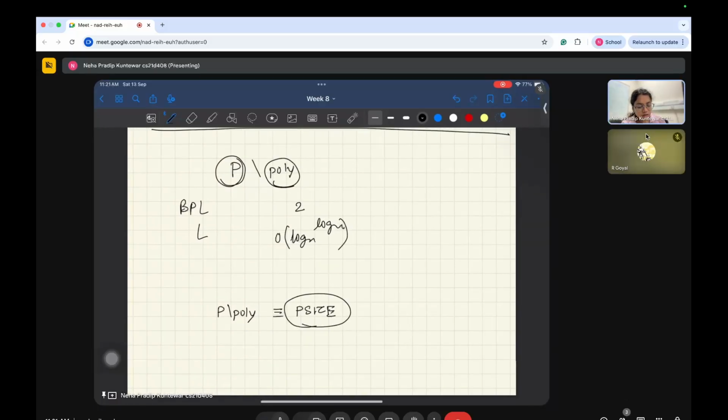We know that not all functions have poly size circuits. Is it because of that counting argument? Yes, right. So this is the class of functions which have a polynomial sized circuit with AND, OR, negation, the standard gates, the standard basis.